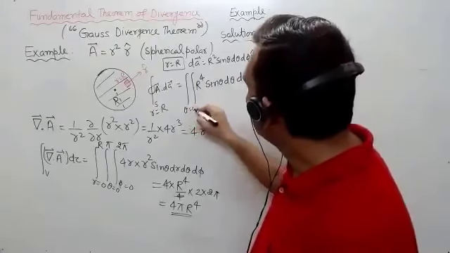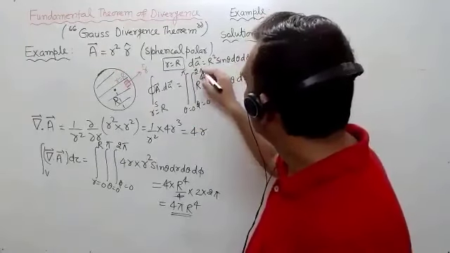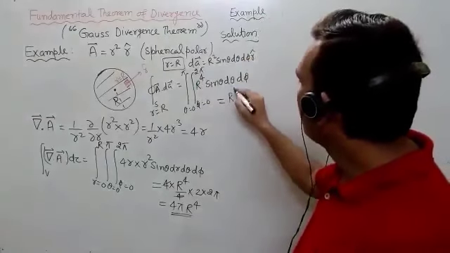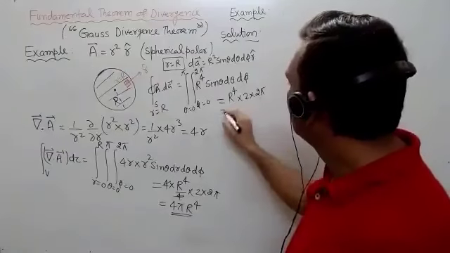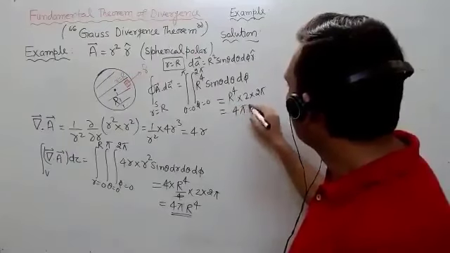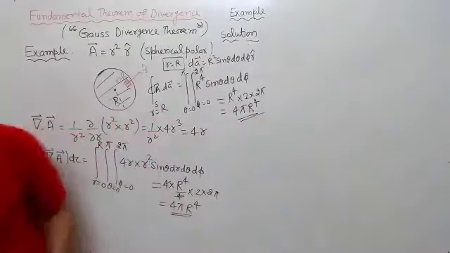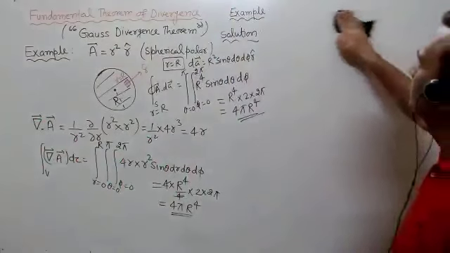Limit of theta is 0 to pi and phi will be 0 to 2 pi. So this integral will be R power 4 into 2 into 2 pi. So what will be this value? 4 pi R power 4. So you can easily verify the divergence theorem in spherical polar coordinates also.